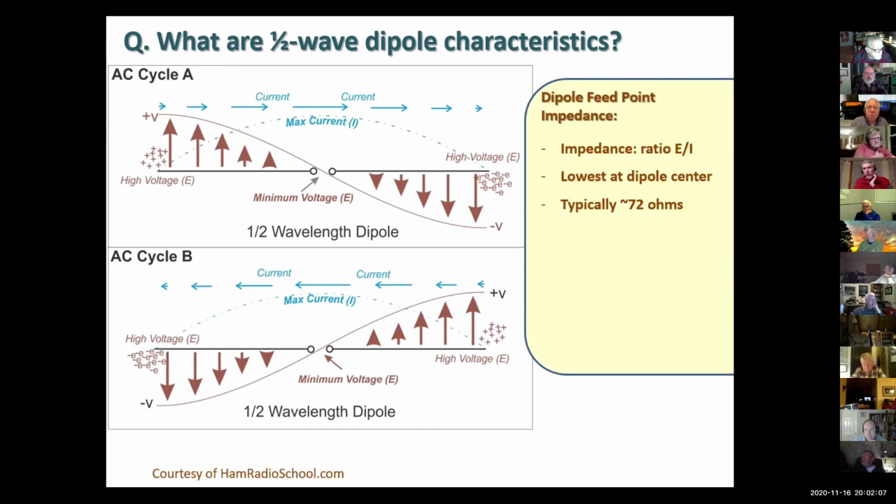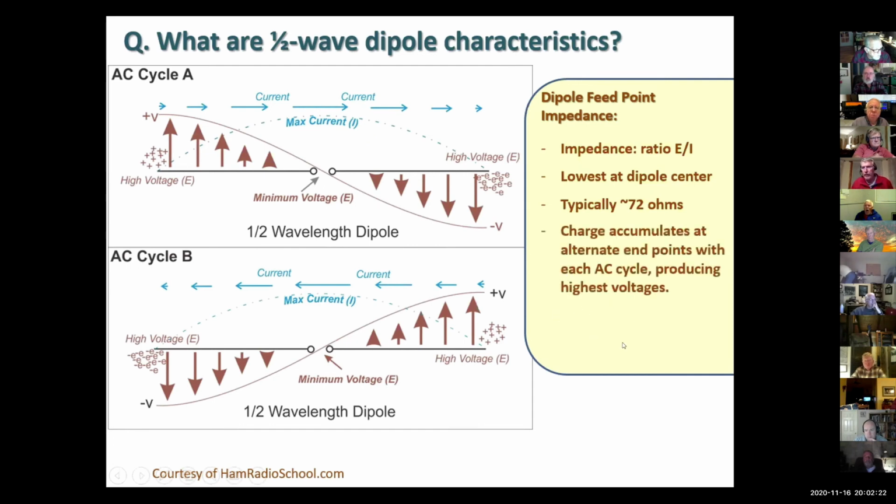But anyway, they were showing that the center feed point impedance will vary depending on how high off the ground your dipole is. But in free space, it ends up being about 70 ohms. Yeah, charges accumulate at the endpoints. That's where the highest voltages are, and current flows. Already said that.